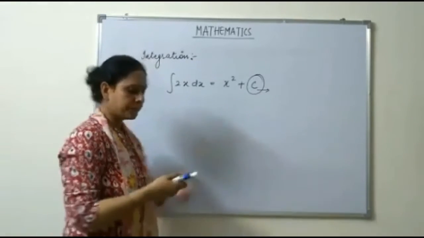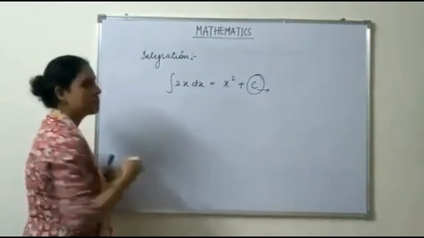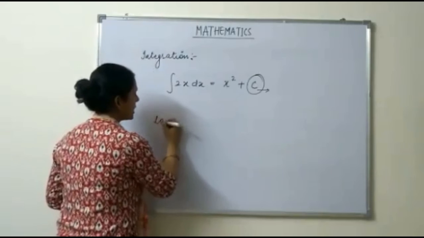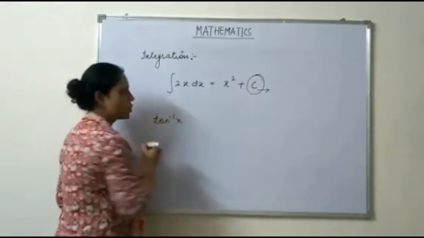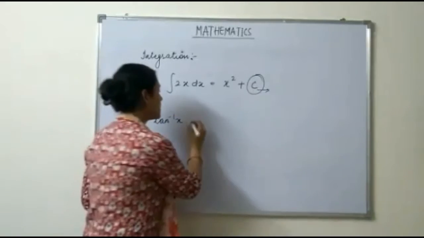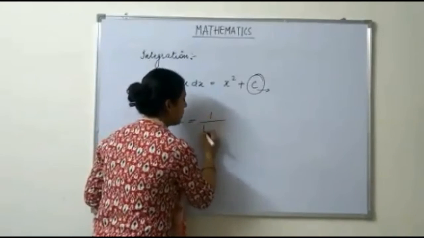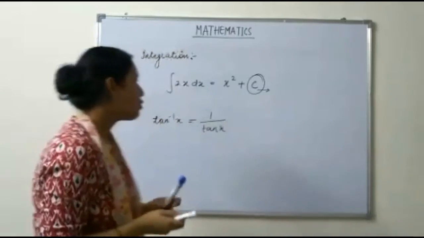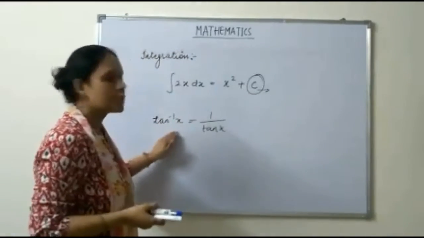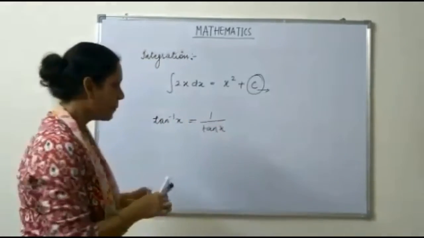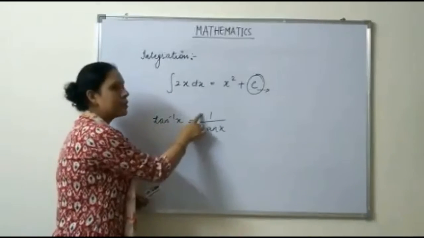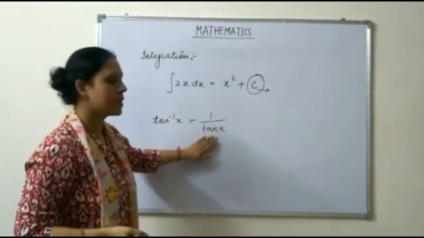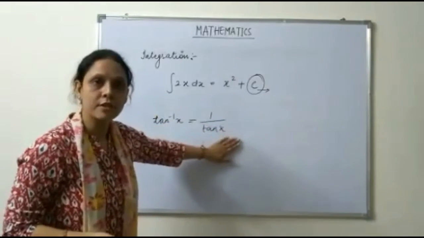Then, another common mistake that is made in inverse trigonometry, that is, suppose you are asked tan inverse x. So what I have seen is that students are writing it as 1 upon tan x. Children, do not make this mistake. These are not numbers that inverse means the reciprocal of the numbers. These two are totally different functions. That is, tan inverse x is a different function and 1 upon tan x, that is cot x, is a different function.